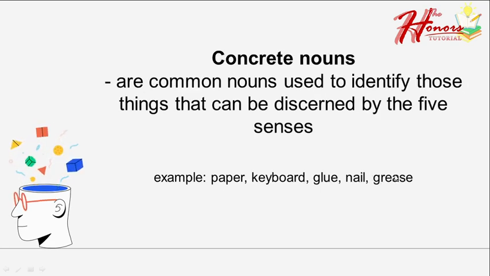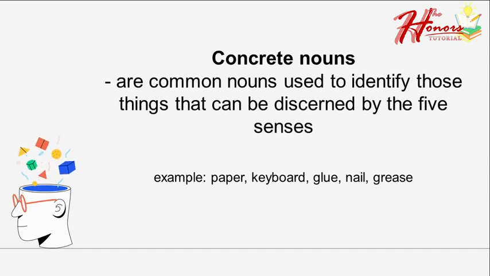When we say concrete nouns, from the word itself, these are the nouns used to identify things that can be discerned by our five senses. Something that we see, something that we can hear, we can smell, we can taste, we can touch, and so on. For example, paper. Can you touch the paper? Can it be discerned by your five senses? Yes. Okay, keyboard, glue, nail, grease, and so on.